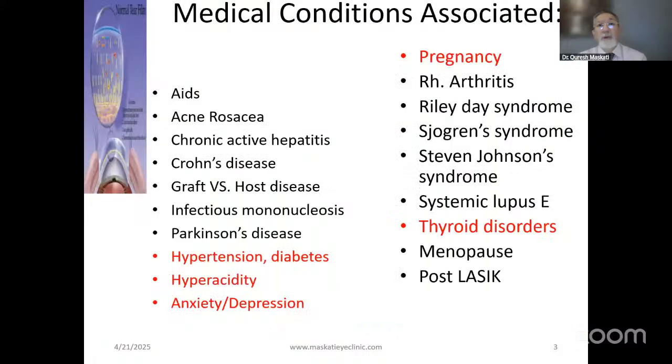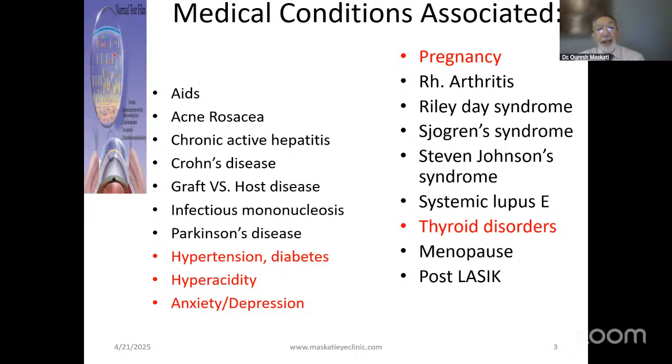Now, there are a lot of medical conditions which we should be aware of. If we are a practicing family physician and a patient complains of dry eye symptoms, I'll tell you what the symptoms are. HIV/AIDS can produce dry eye. Many of the conditions I'm talking about, even the treatments that we give, the medicines we give for the conditions also cause dry eye. So acne rosacea can be accompanied with dry eye. And sometimes doctors give the tretinoin, a skin cream, which also can worsen dry eye. Chronic active hepatitis, Crohn's disease, graft versus host disease, infectious mononucleosis, Parkinson's, these are not so common.